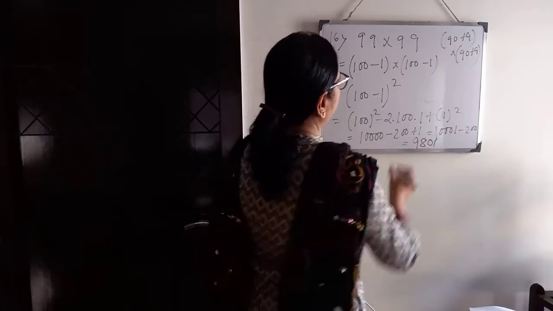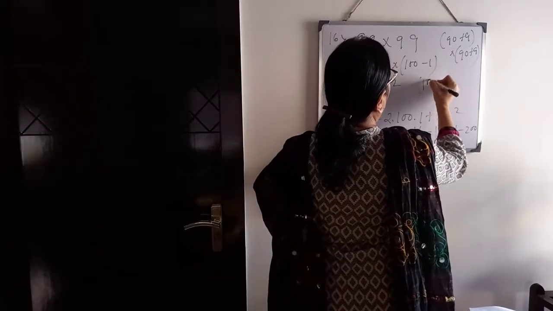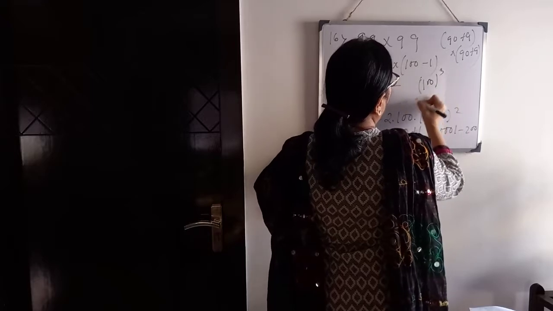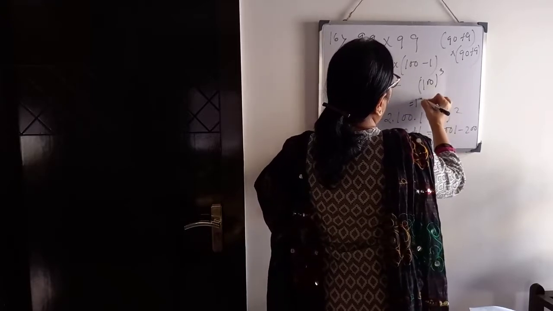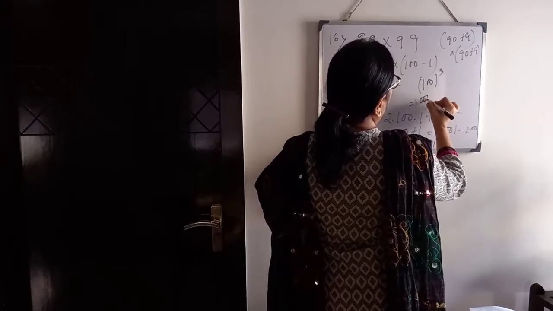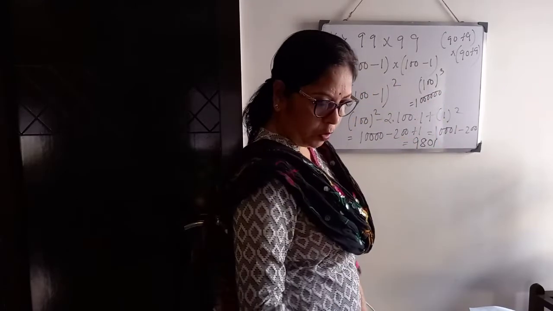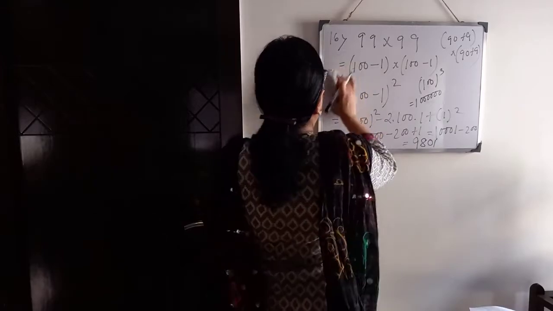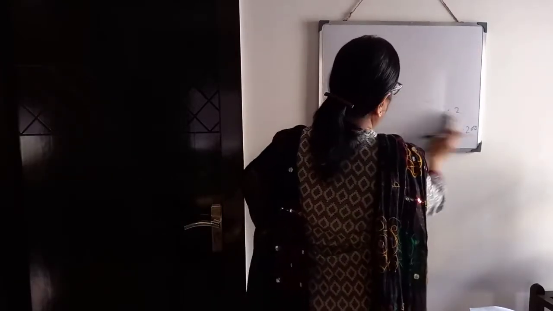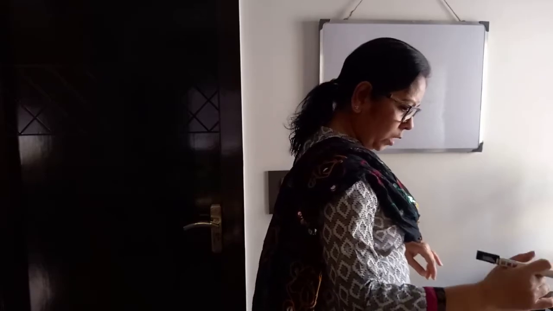Clear? Suppose there it is coming 100 whole cube. So don't multiply. After 1 you will write 6 zeros. 1, 2, 3, 4, 5, 6. Clear? In this way you will do this multiplication. Now next one. 999 into 999.